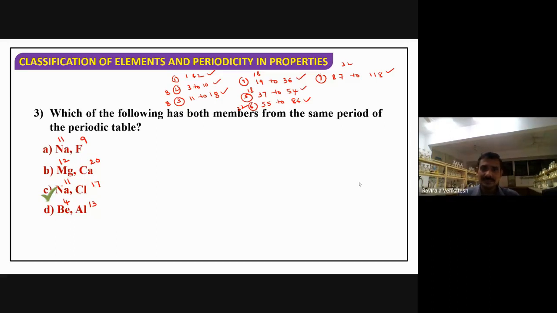Now 11, 17 here. Which period are they in? Third period, so the answer will be third. Otherwise, if you don't remember this, if you don't know this one, you have to write the configurations.